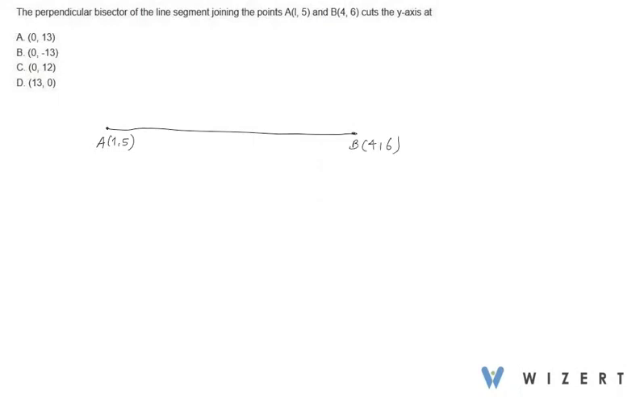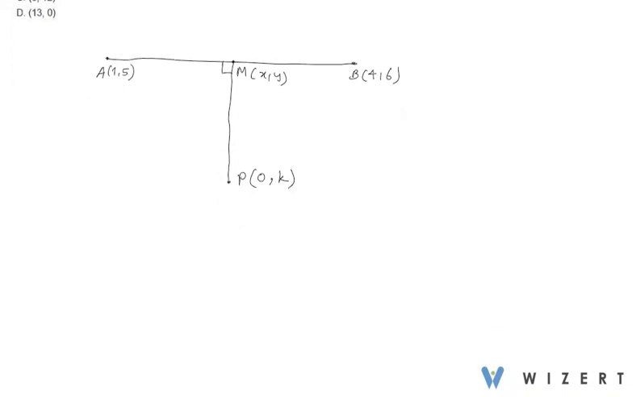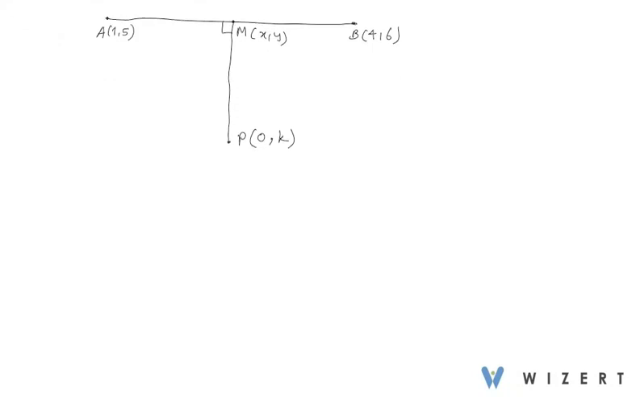And since given is perpendicular bisector, the point that lies on AB is bisecting AB, that is, it should be the midpoint of AB. And the point that lies on the y-axis when connected to this point M is perpendicular to AB. So let's name it P, and since it lies on the y-axis, it has 0 as x-coordinate and the y-coordinate is to be found out.